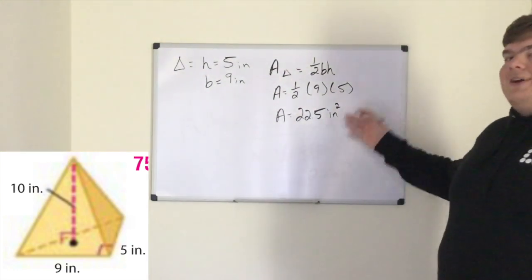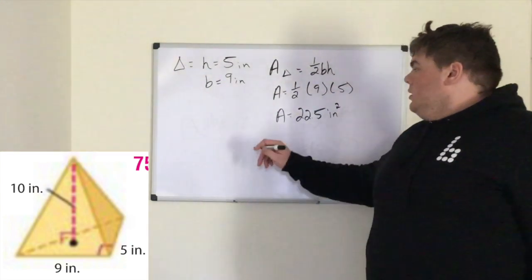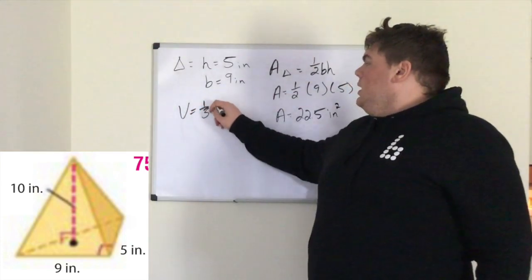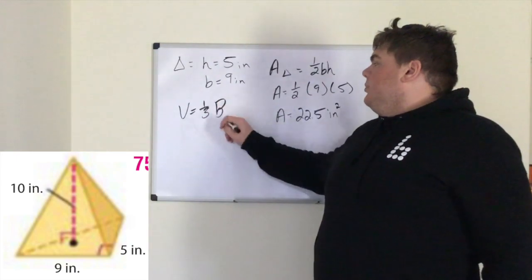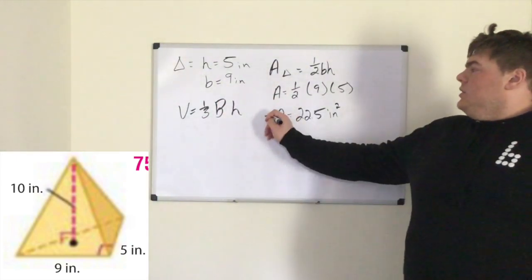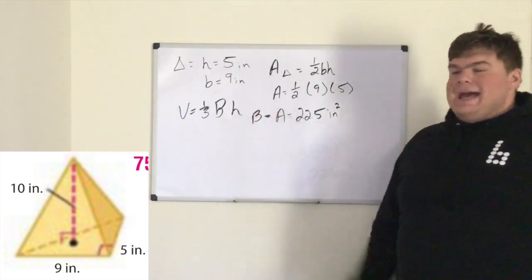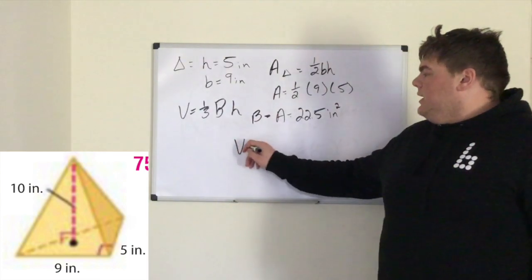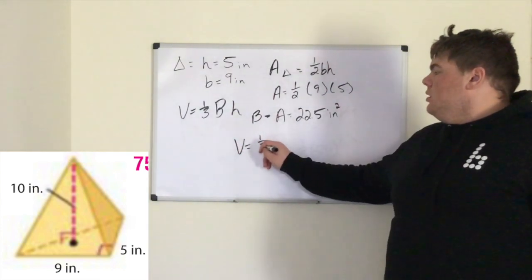Now, if we want to find the volume of this pyramid, we use our formula again. So volume is 1/3 base capital B times height. So this is also our capital B. So now we just plug our components in. We have volume is 1/3.